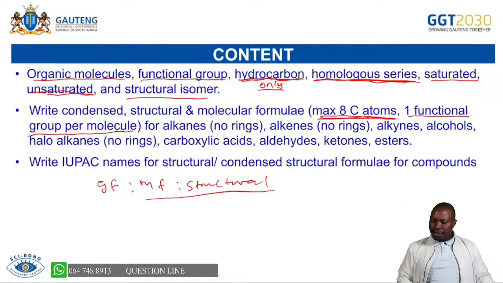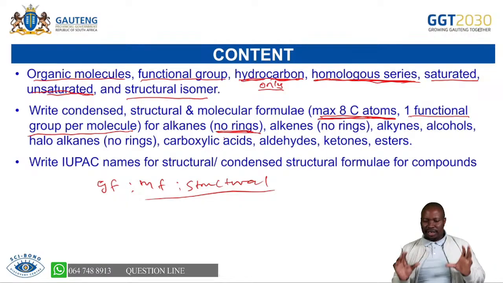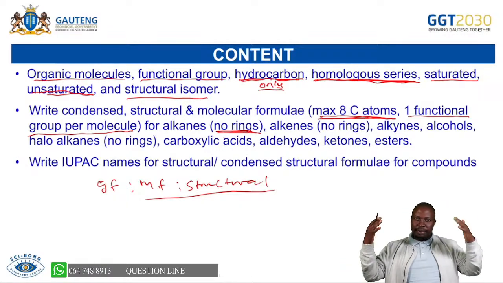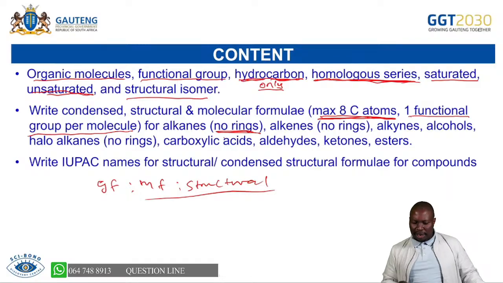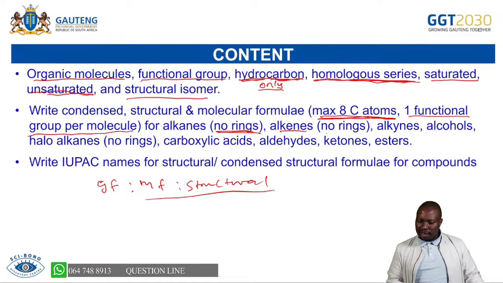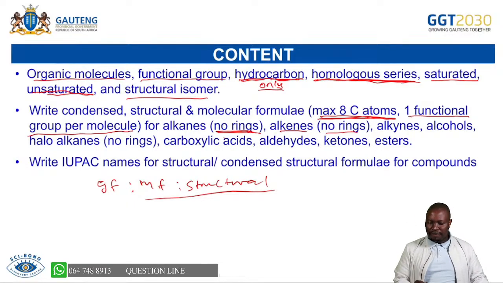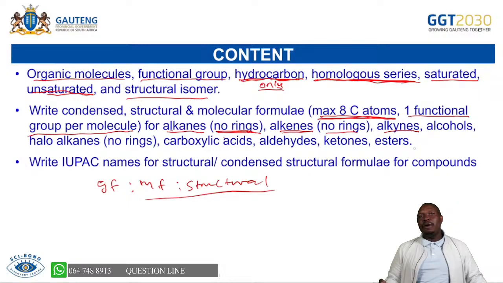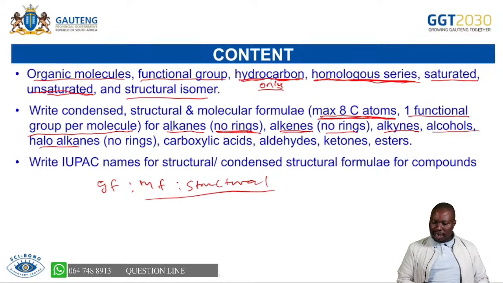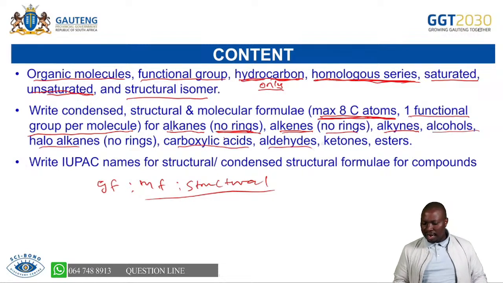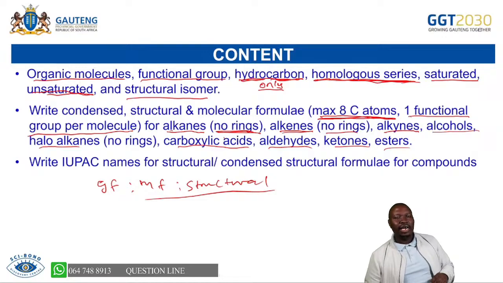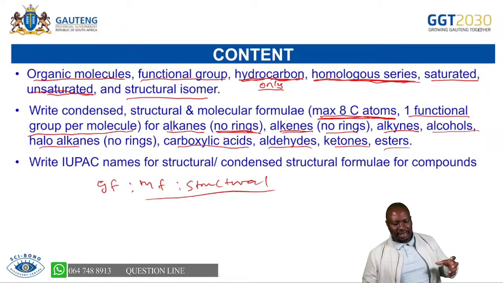And then we are dealing with no rings. So we don't do ring structures. We're only doing straight and branched chains and so on. We'll do alkenes as well, no rings, so we don't do rings in grade 12. They exist, but we don't do them in grade 12. So our focus is alkanes, alkenes, alkynes. Those 3 are our hydrocarbons. We'll talk about them. And then we'll do the alcohols, the haloalkanes, the carboxylic acids, the aldehydes, the ketones, and the esters. Don't worry, there's a slide that is going to simplify that for you.